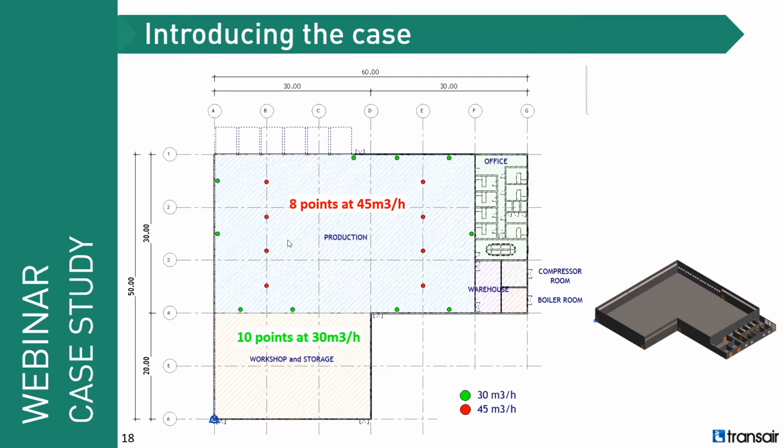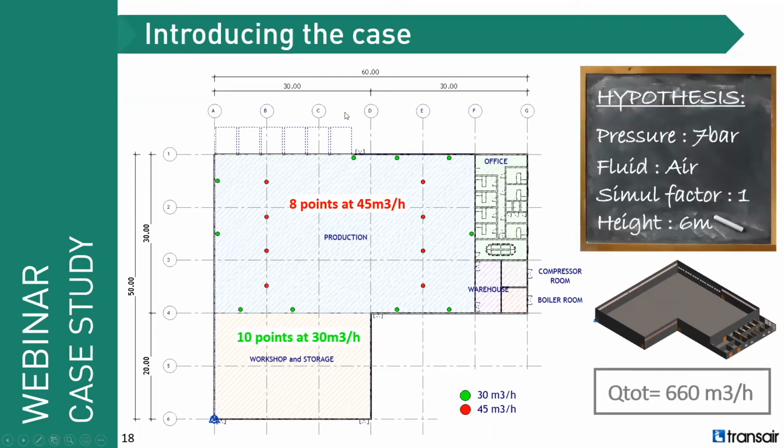The building, so the production zone, is 30 meters by 50 meters. There is 10 meters in between each line here. From then, we're going to need a couple more hypotheses in order to start to do a sketch of our network and to size it. Those hypotheses are going to be a pressure. Here we only have a flow rate.